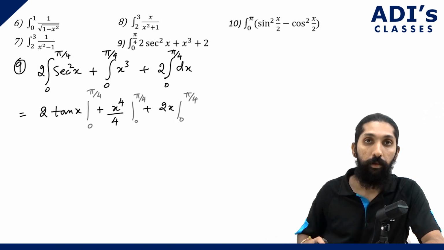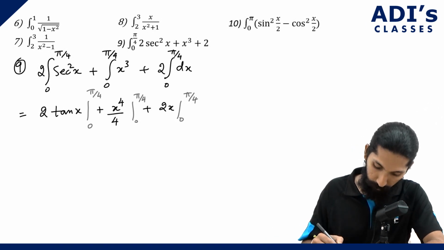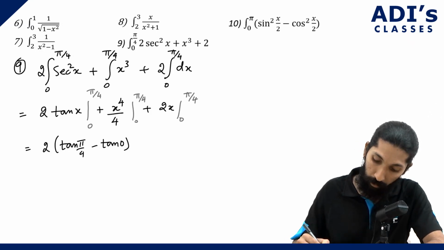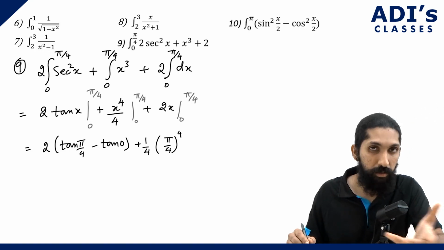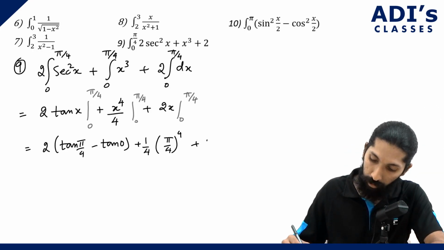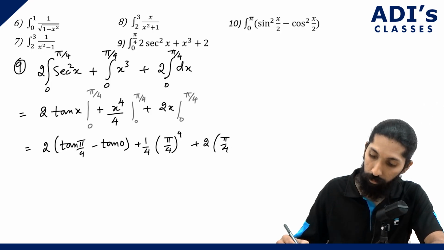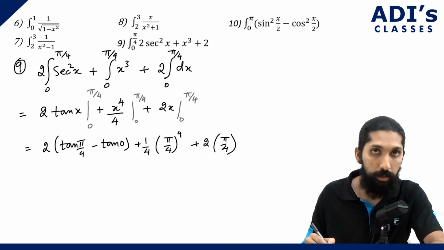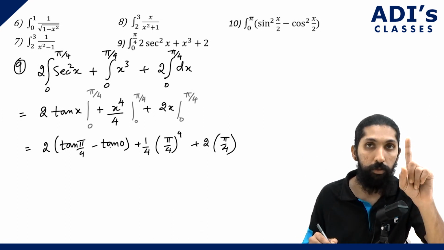Correct? Substitute. You have 2 times tan pi by 4 minus tan 0, the first part, plus 1 by 4 times pi by 4 to the power of 4 minus 0. Guys, 0 is not even necessary to write, right? Plus 2 times pi by 4 minus 0 anyway. So here tan 0 is 0 and tan pi by 4 is 1.